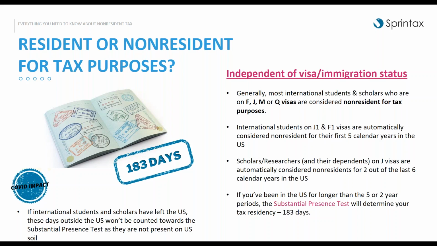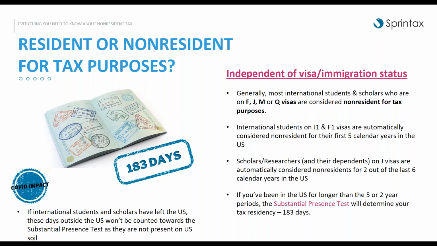Now, if we have any J researchers or scholars or professors, the rule is slightly different in that instead of that 5-year period that the J1 and F1 student visas get, you actually get 2 out of the last 6 calendar years where you're considered a non-resident for tax purposes. So if you've been here for 2 years and then you move into your 3rd year on any of those visas, again, the IRS will move to the substantial presence test. And they'll look at your last 3 years, and if the total days of presence equate to 183 days, again, you'll be considered a resident for tax purposes.